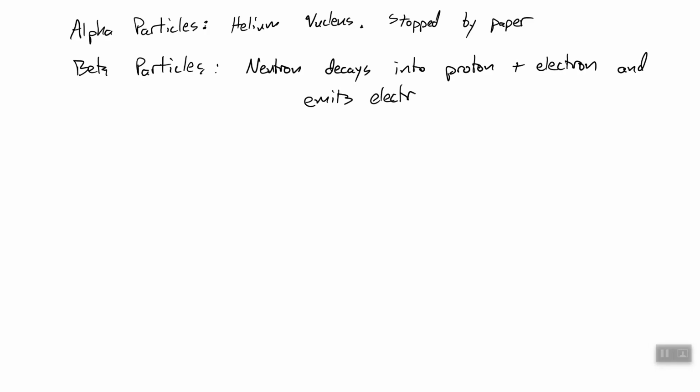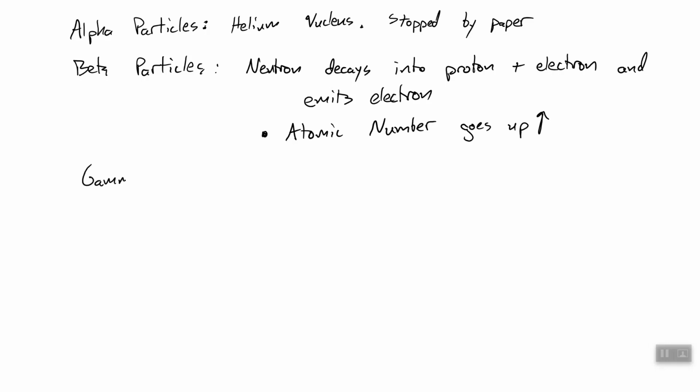And so the crazy thing about beta particles is if an atom loses a beta particle, that means that its atomic number actually goes up, which is crazy. That means it's gained a proton. It's now become a different element.